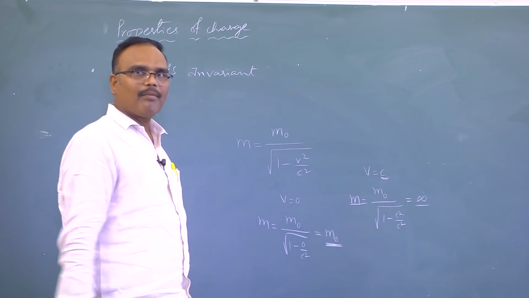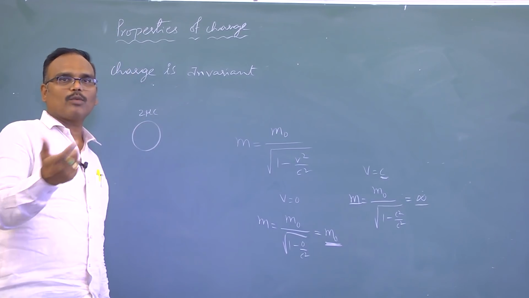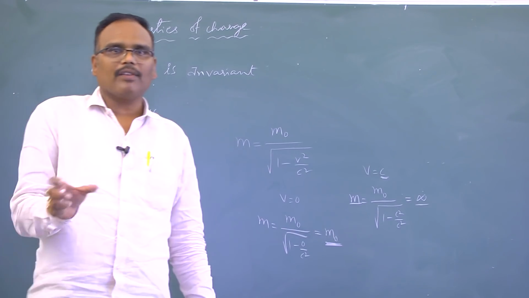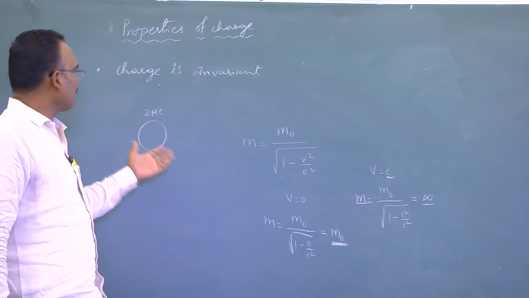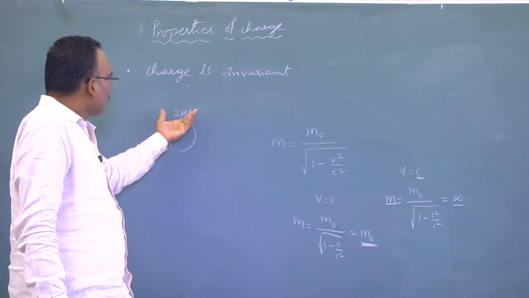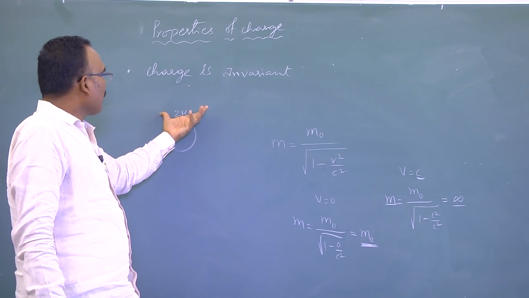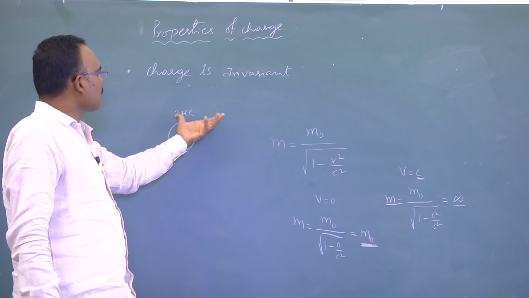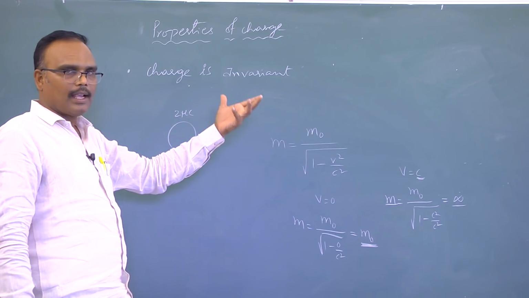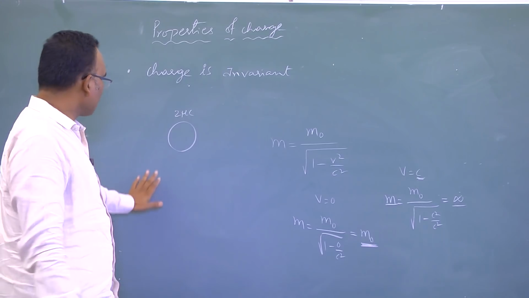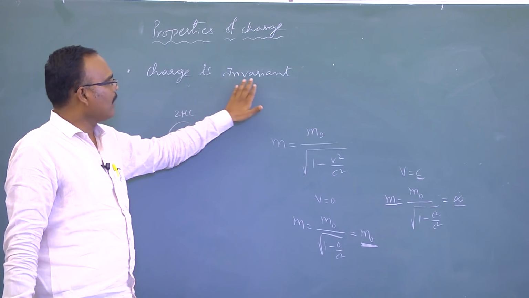The quantity of matter varies with the velocity of the body. So we have checked: just because charge is a fundamental property of matter, when mass is increasing, maybe something happens to the magnitude of charge. But the magnitude of charge observed remains the same. That's why charge is invariant.